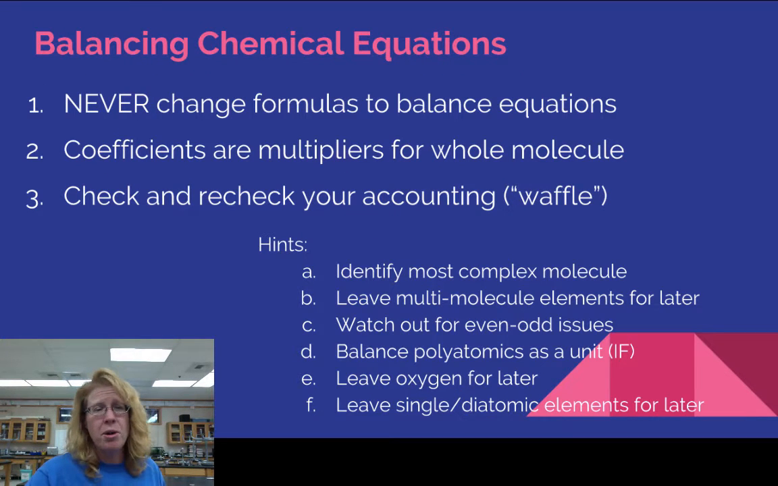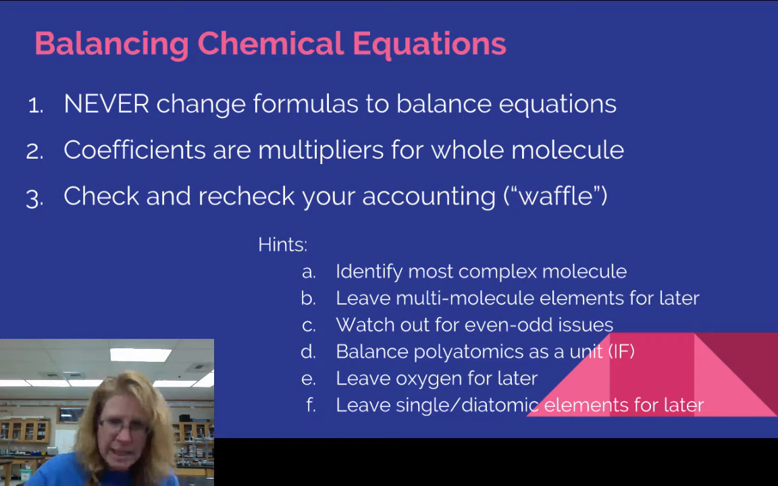So here you go. Here's your hints. Number 1, never ever change formulas to balance equations. You're not allowed to do that. Once you've written a formula and the formula is correct, you have to leave it alone. Number 2, coefficients have to be whole numbers, and they multiply the whole molecule. So when you're doing accounting, don't forget with parentheses, you got to count everything up. Number 3, check and recheck. Continually check that stupid waffle to make sure you didn't count something wrong. A lot of times when students say an equation or a reaction just won't balance, it's probably they missed counting something somewhere, something that simple.